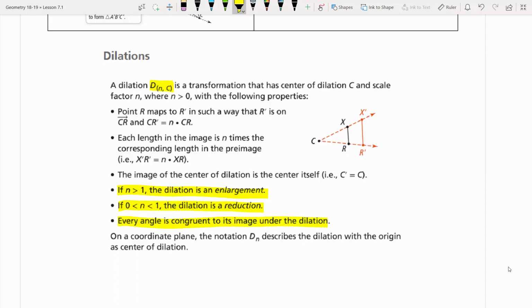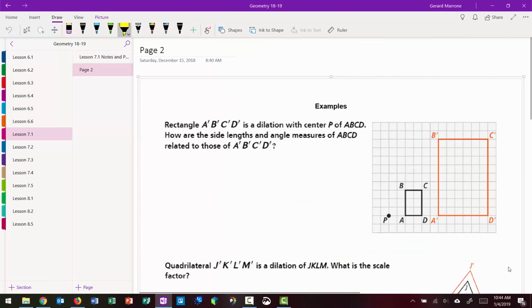If we look closely at this picture, our original pre-image and our image in this segment are parallel. That will remain the same. Each of your new line segments will be parallel to their old one as well. So there's a lot of information there. You can read through it at your own pace. We're going to take a look at some examples now.